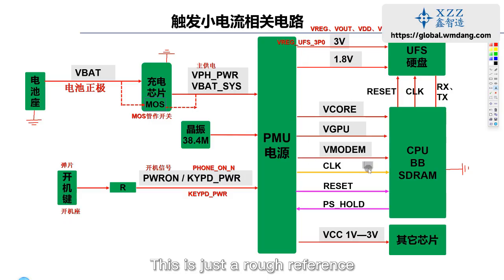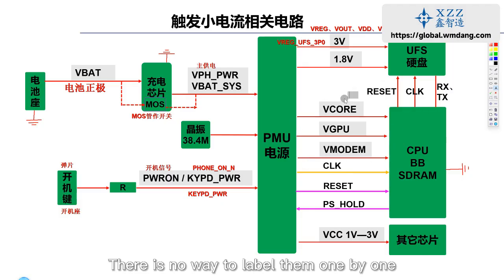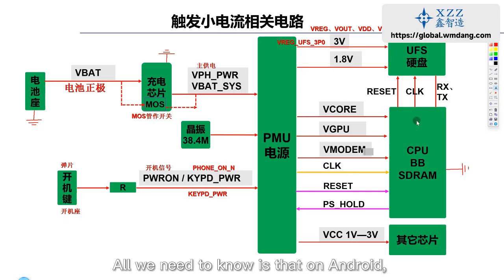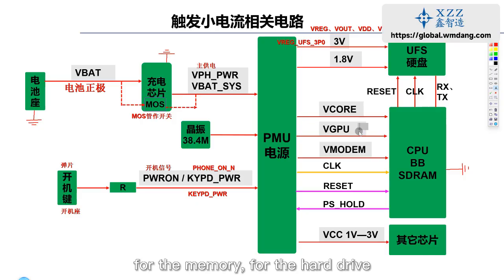This is just a rough reference. In fact, there are as many as 20 to 30 power supplies for Android phones. There's no way to label them one by one. All we need to know is that on Android, there are about 20 to 30 power lines for the CPU, for the memory, for the hard disk.